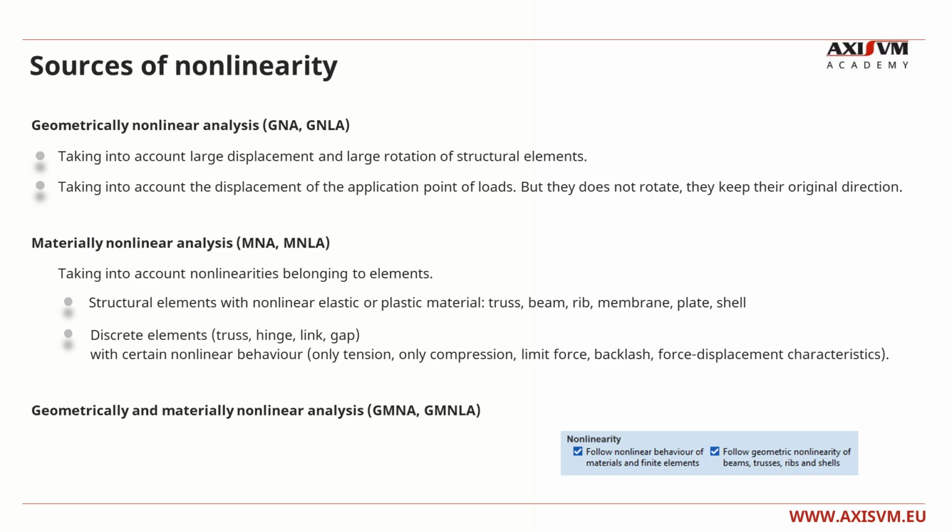Any other types of sources of nonlinearity are called material nonlinearity. One of them is really the nonlinearity of structural elements due to their nonlinear material. But discrete elements with nonlinear behavior also belong to this group. These are, for example, trusses, supports, links, and hinges with only tension or only compression behavior or with limit force. Moreover, springs, supports, links, and hinges with nonlinear or plastic characteristics, and the gap elements as well. For consideration of their nonlinear behavior, the option of material nonlinearity has to be turned on.